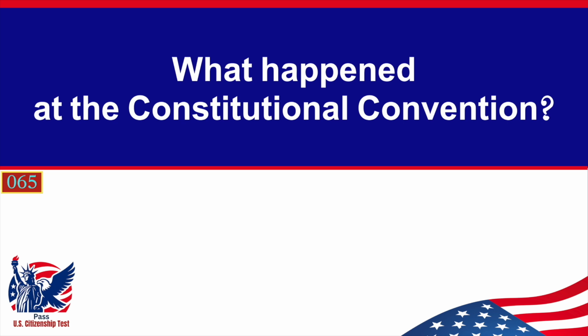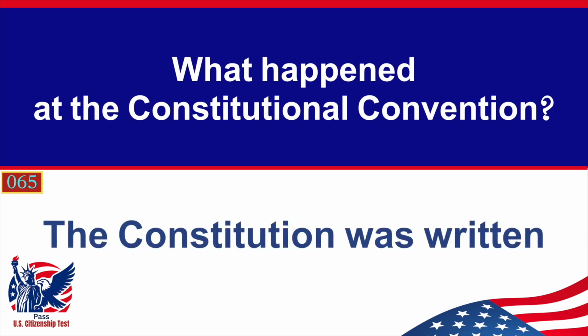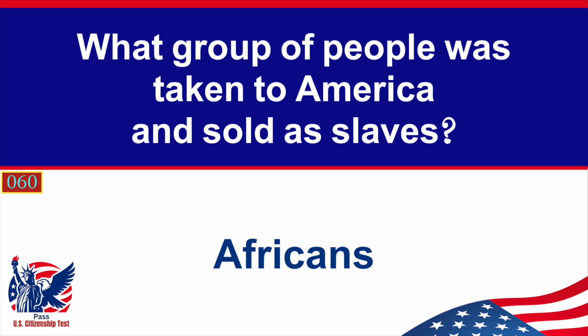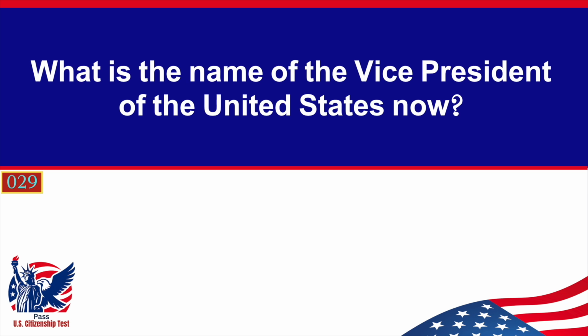What happened at the Constitutional Convention? The Constitution was written. What group of people was taken to America and sold as slaves? Africans. What is the name of the Vice President of the United States now? J.D. Vance.